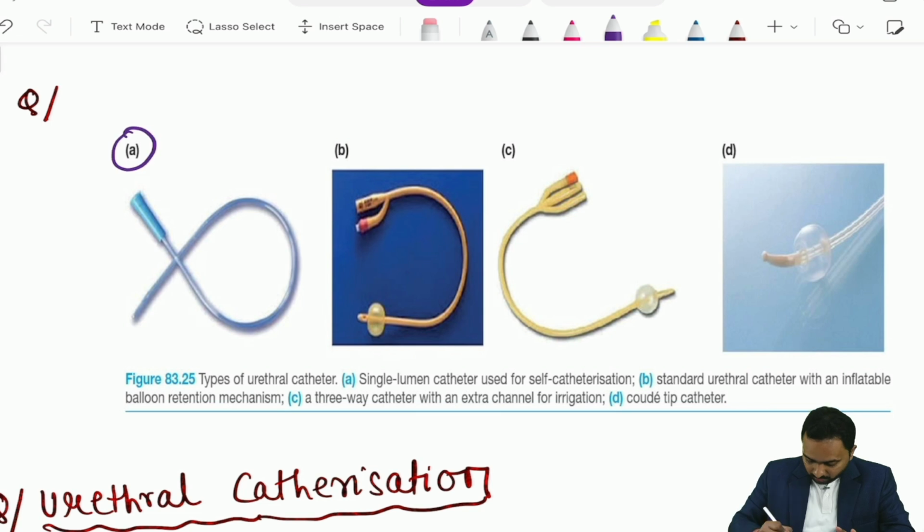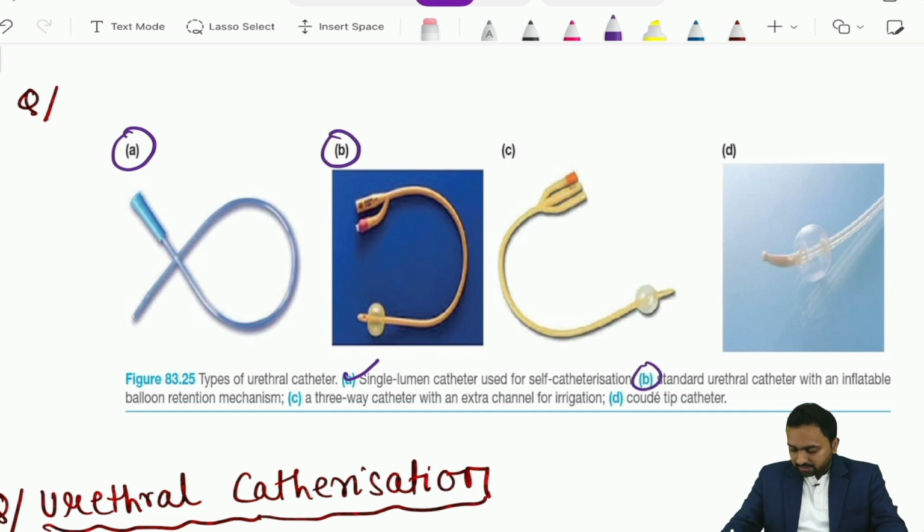A is the single lumen catheter, which is often used for self catheterization. Then B is the standard urethral catheter with an inflatable balloon retention mechanism. This is also known as Foley's catheter, which you have most often seen in the emergency setup. Then you have a three-way catheter with an extra channel which is used for irrigation, and fourth is the Coude tip catheter. Please remember these images, though they are very simple and basic, but trust me, they have been asked in exams and have the potential to be repeated again.